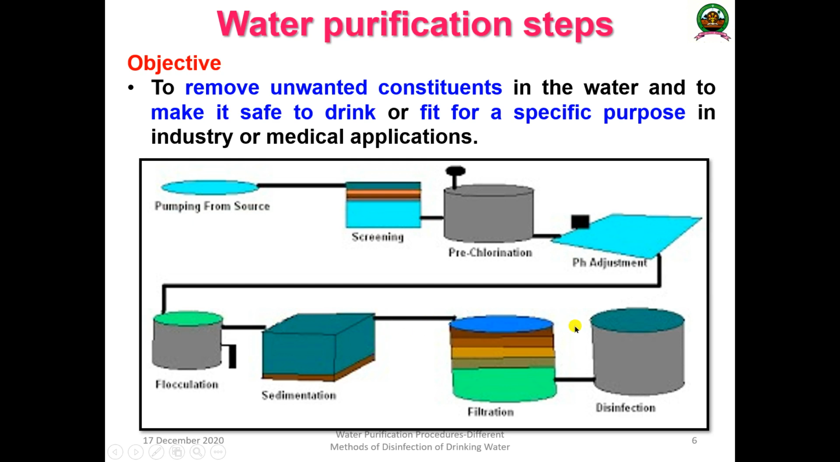Then you need to transfer the water into filtration. There are a lot of filters available. Then the last stage is disinfection, and finally after so many stages, it can be supplied to the network of pipes that we discussed in the previous class, which will supply the water for household, municipal as well as domestic purposes in the community.